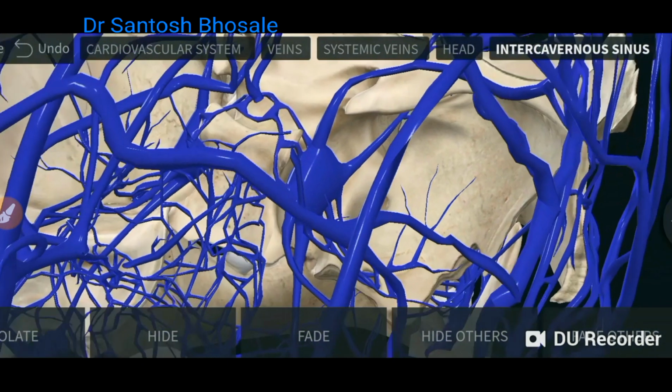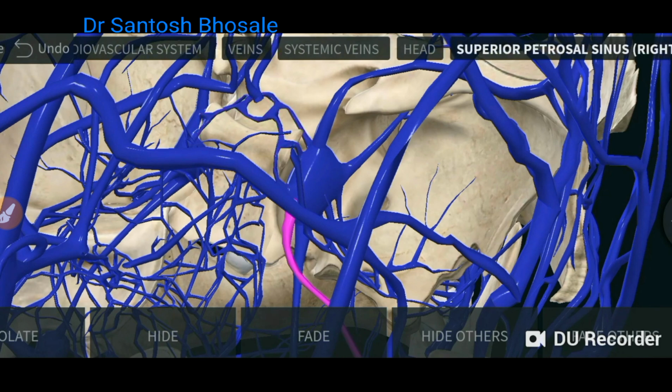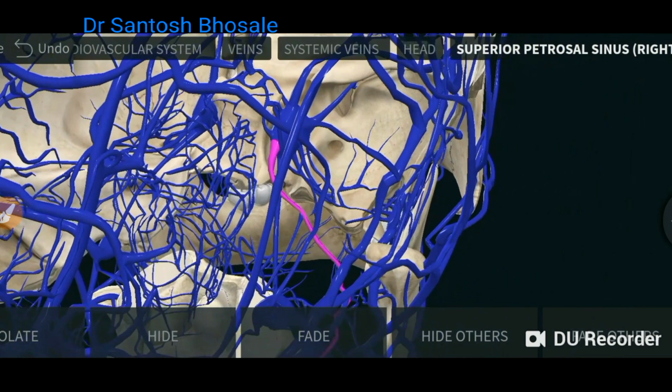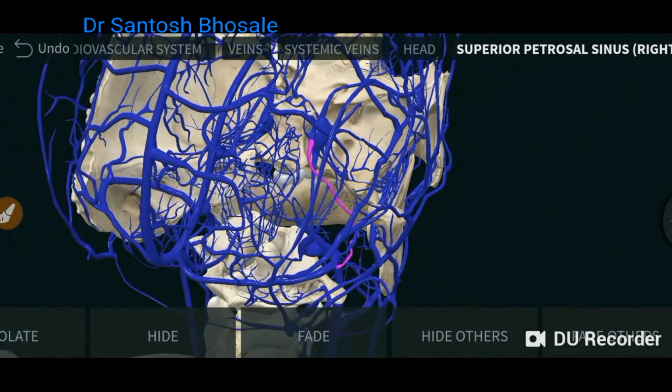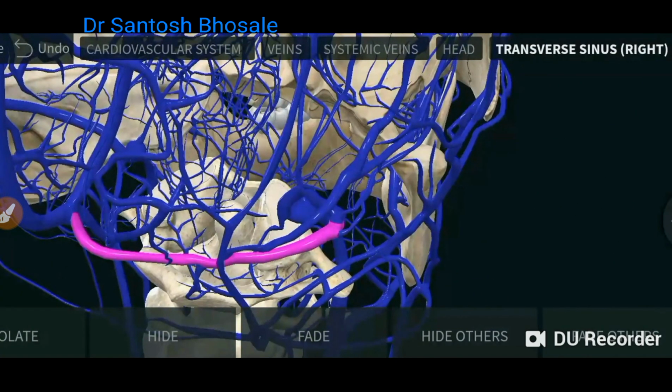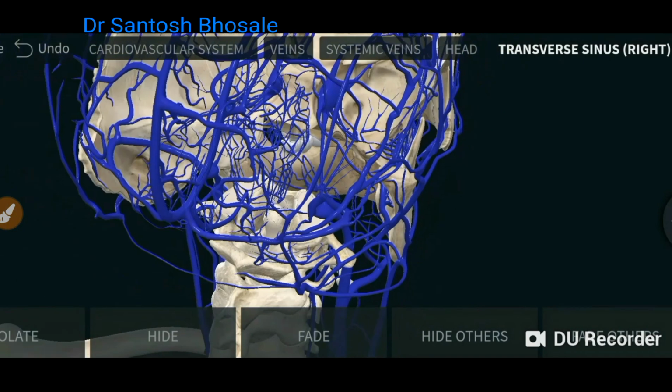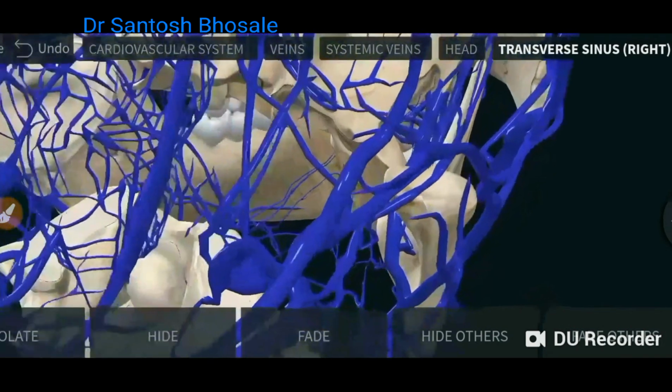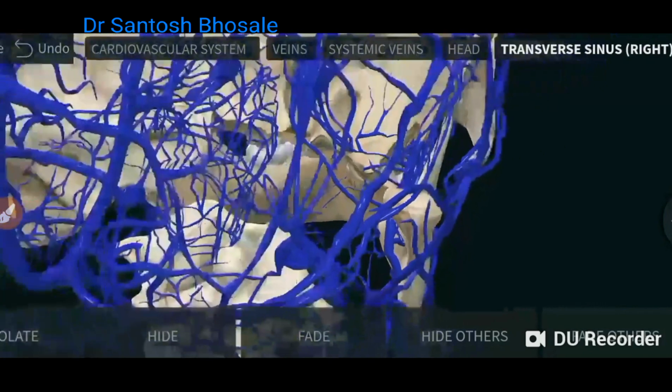Coming to communications, it communicates with the opposite cavernous sinus via the intercavernous sinus. It communicates with the transverse sinus via the superior petrosal sinus. That is the cavernous sinus, and you can see that is the anterior and posterior intercavernous sinus, and this is the superior petrosal sinus. It communicates with the transverse sinus. If you zoom in, yes, you can see here. So the cavernous sinus communicates with the transverse sinus via the superior petrosal sinus. It communicates with the internal jugular vein via the inferior petrosal sinus.